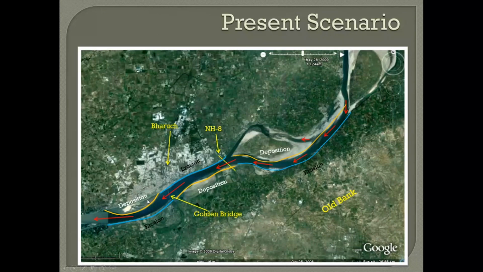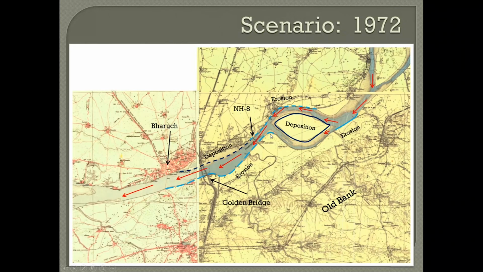Why people are saying that earlier it was flowing towards Narmada, towards Bharuch, and now it is flowing away from Bharuch. What I did, I took the older maps. So this map what you have seen on the screen, which is a topographical map of 1972, around 35-40 years before. This was the situation.